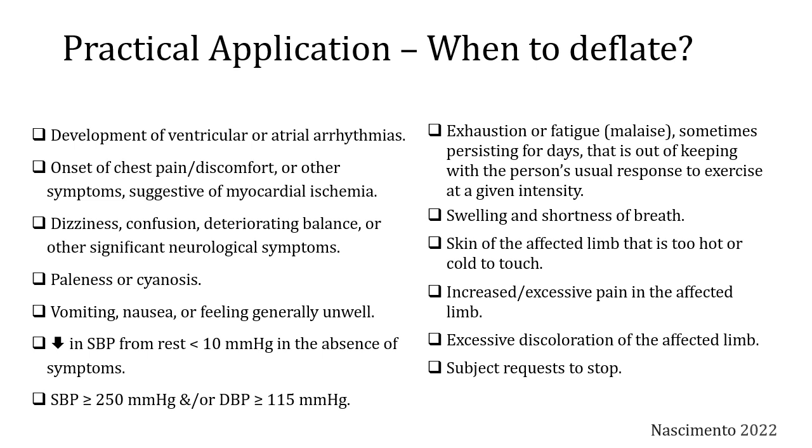Swelling and shortness of breath. So swelling within the limb would be otherwise normal, but abnormal if it's localized around a particular joint, around the particular injury. But cell swelling is a known side effect. Skin of the affected limb is too hot or too cold to the touch. Increased excessive pain in the affected limb. Excessive discoloration of the affected limb. Again, you're going to expect some discoloration, but the more that you do it, the more acclimated and sensitive you will become of what is an adverse discoloration versus not. And then obviously if the patient specifically requests to stop.